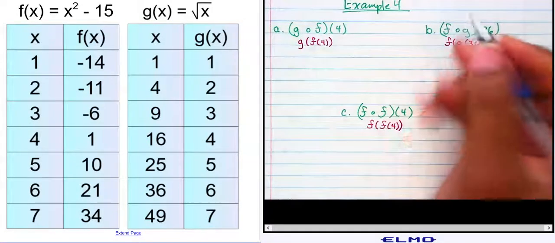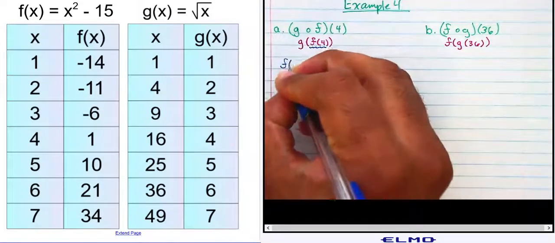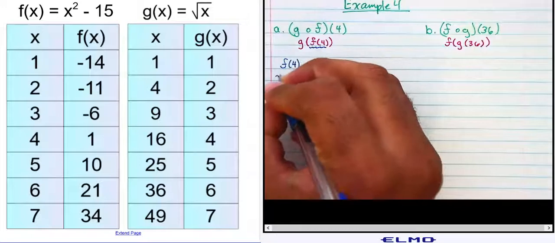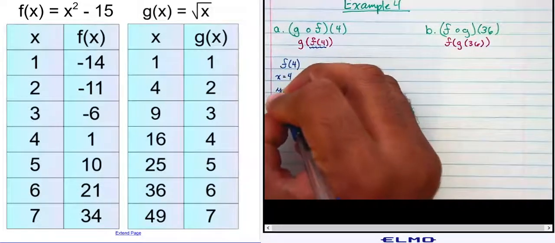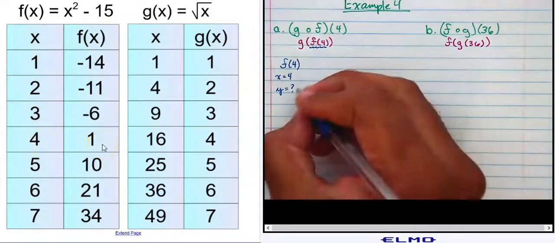All right, so here, taking a look at the inside portion. So we're looking at f of 4. So again, when x equals 4, what is your y value? So when x equals 4 for f of x, we get 1.